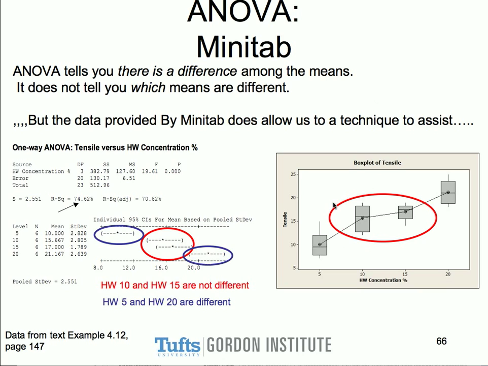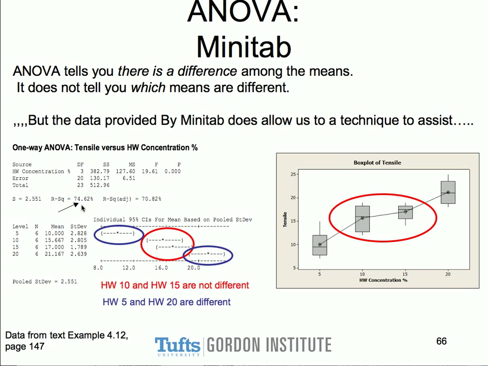So there are 2 things we want to look at. Let's go back to this box plot. These look fairly similar, but these don't. Okay, let's look over here. Right here are the individual confidence intervals for the mean. It's a very simple graphic that shows you the range for levels of 5, 10, 15, and 20. 10 and 15% don't look different. 5 and 20 are.